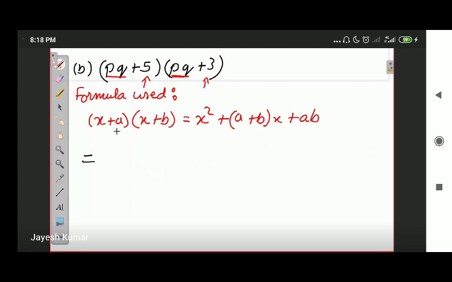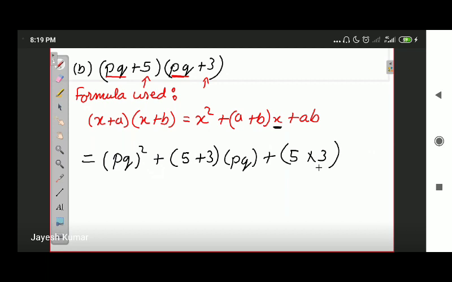First of all, there is the square of the first term of both the brackets. So this is (pq)² plus, inside the bracket, the sum of both the terms, 5 plus 3, multiplied with x. So instead of x we will write pq, and finally both the constants are multiplied. So (pq)² means p² into q².